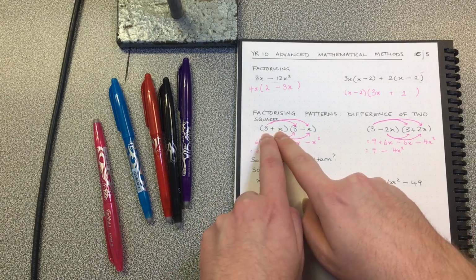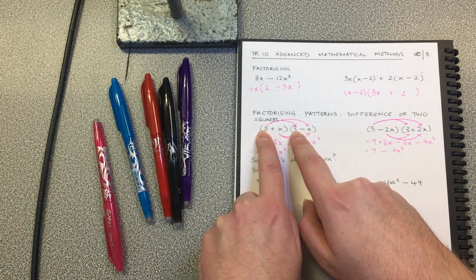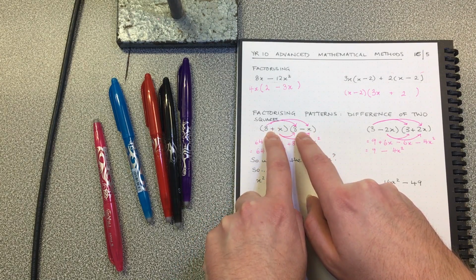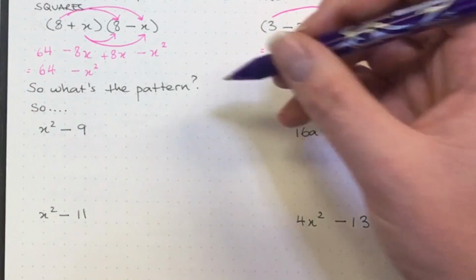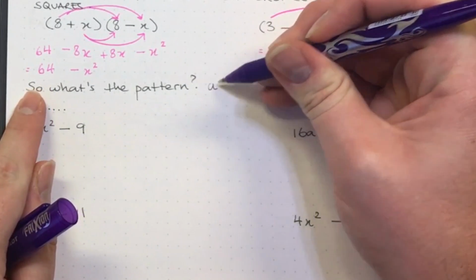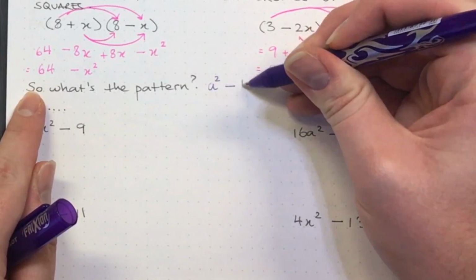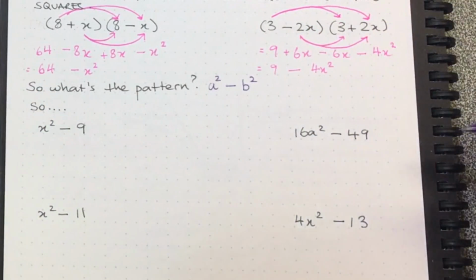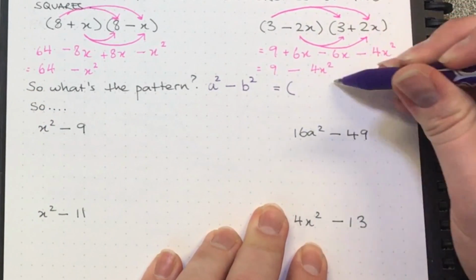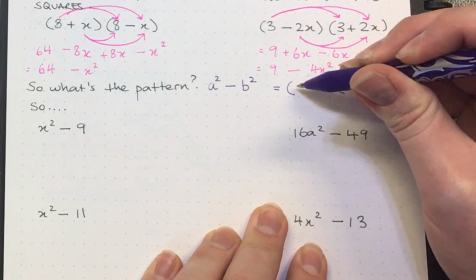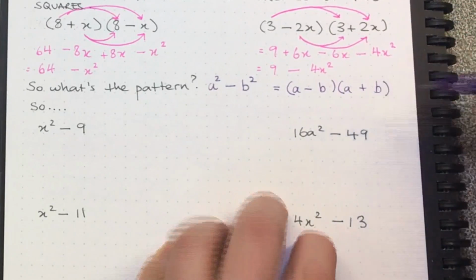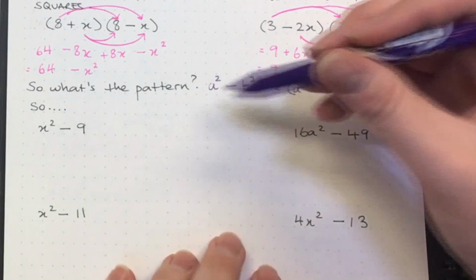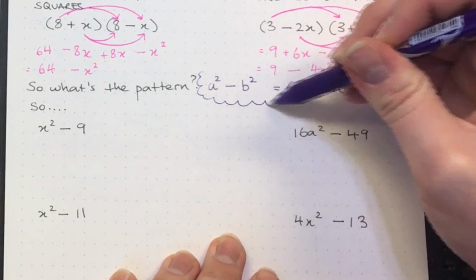As you can see, I've got 2 9s there, 2 x's there, and the only thing that's different is the plus and minus. Then we can see that if I have something squared, take away some other thing squared, this would be the same as, if I want to factorize it, a minus b, a plus b. And I'll even put a cloud around it.